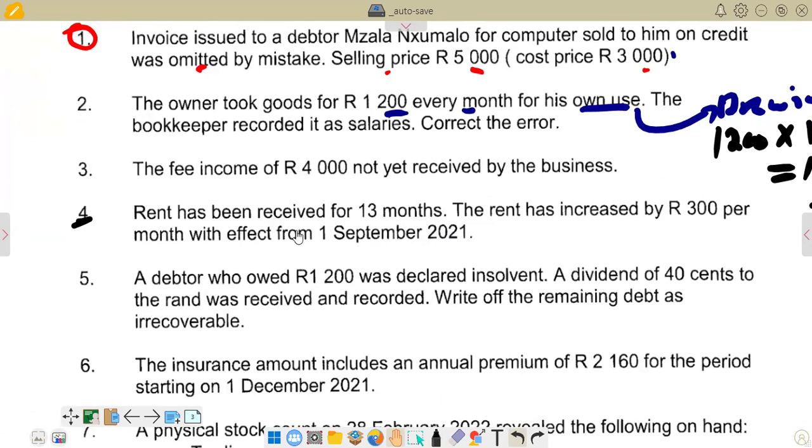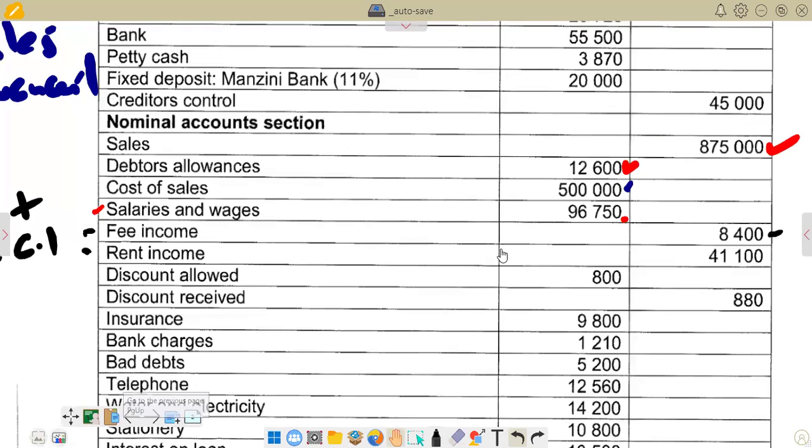So this is what we have. We can just pick the amount that we have for rent income, which is 41,100. That is the figure that we are given in the list of balances. So what does it mean? This figure that we are given in the list of balances, 41,100, means this was the total rent received in that year. But we want to see if this rent relates to this period or not.